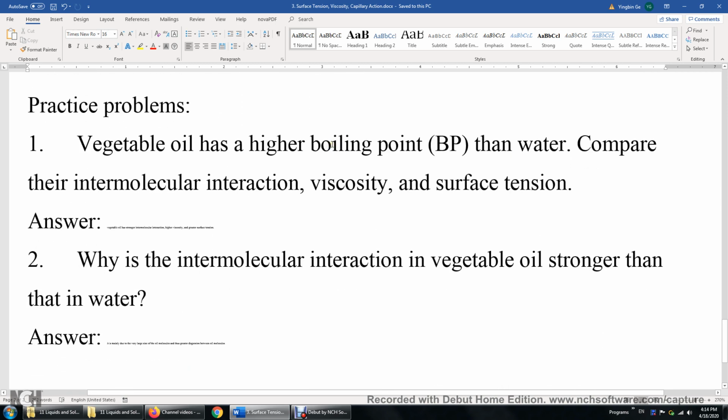Now, there are 2 practice problems for you to work on. This is to compare vegetable oil and water. The answers are in font size 2.